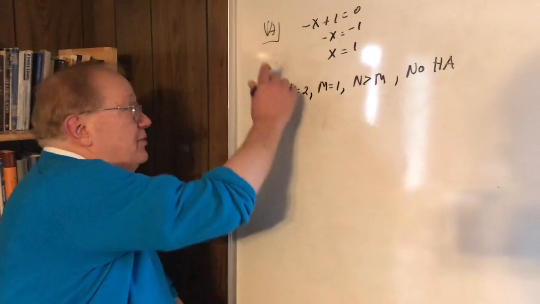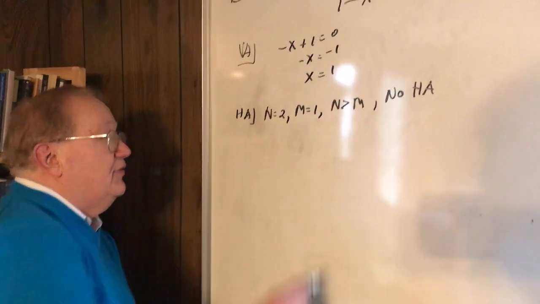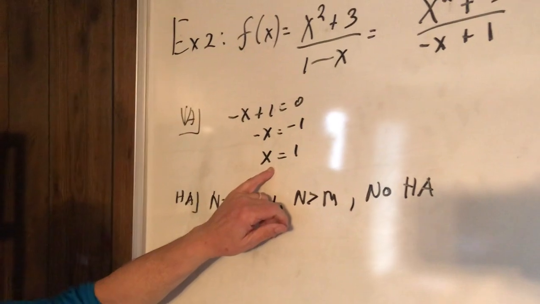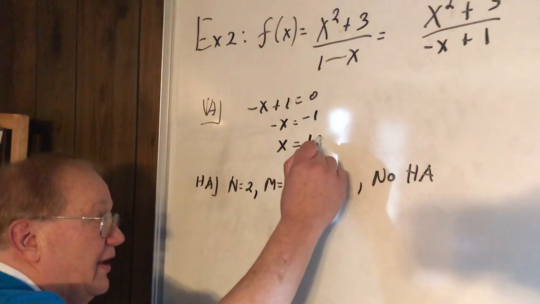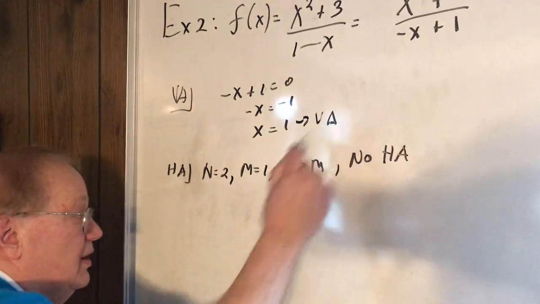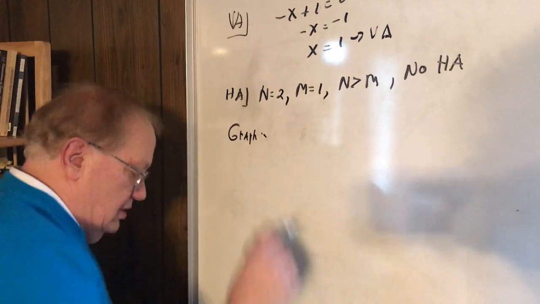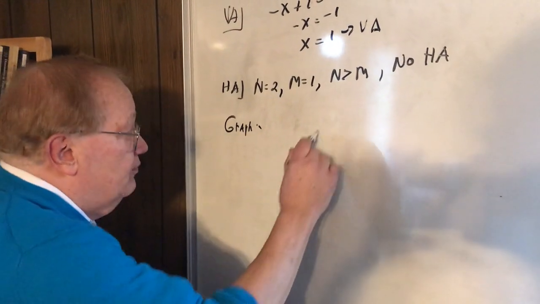For the vertical asymptotes, we set the denominator equal to 0. Minus x plus 1, we get minus x is minus 1, so x equals 1 is your vertical asymptote. Now, when I graph this, I got something like this.